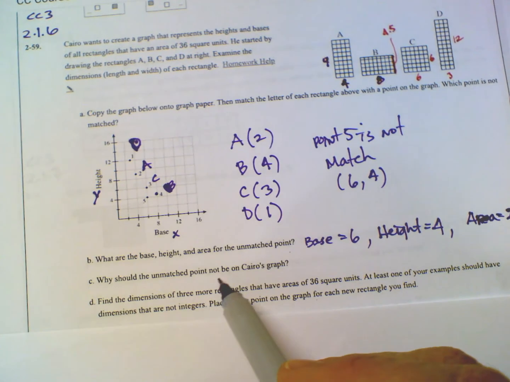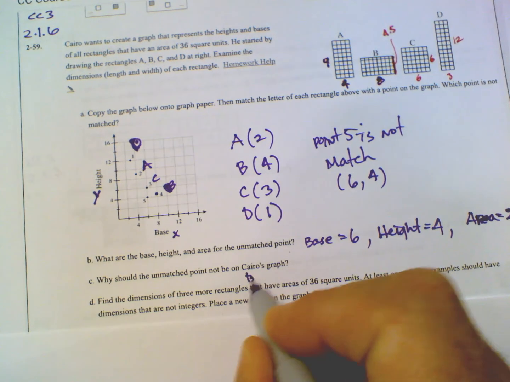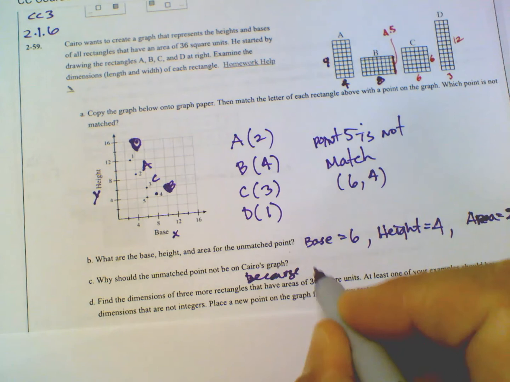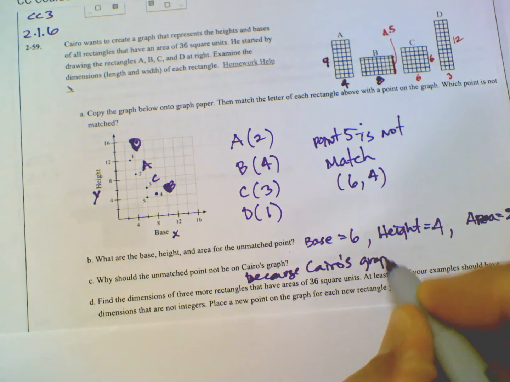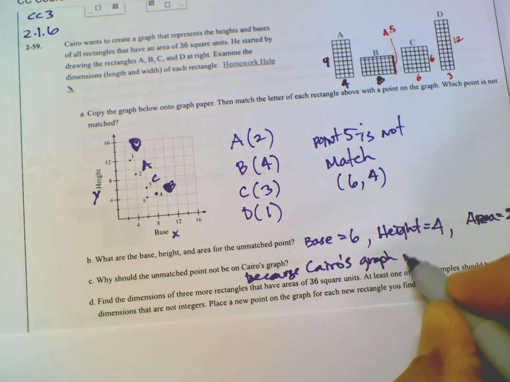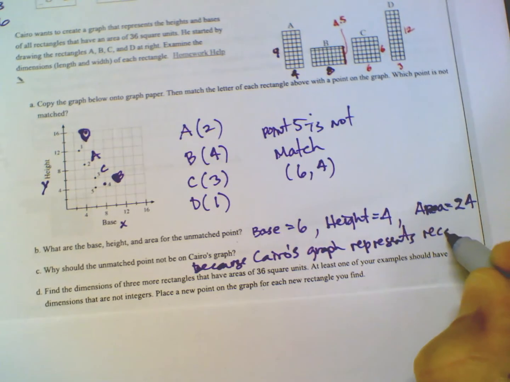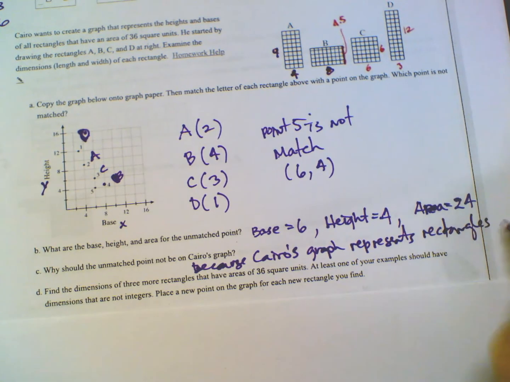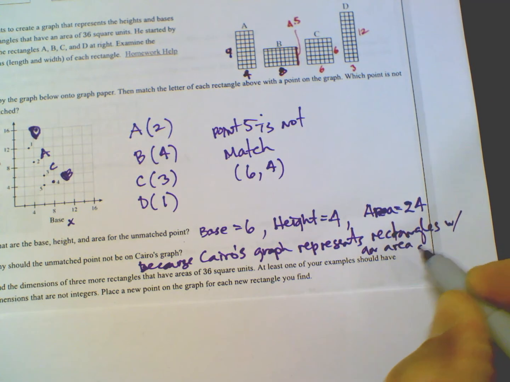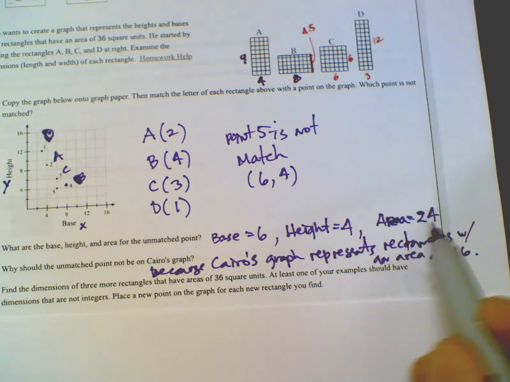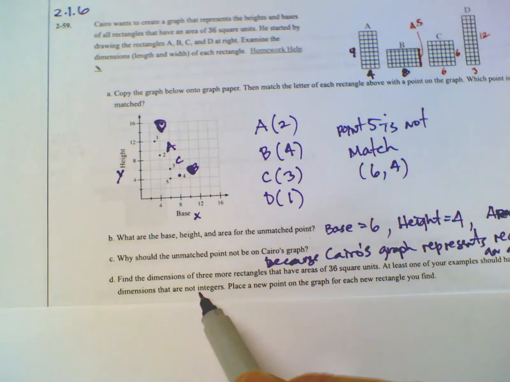So why should the unmatched point not be on Cairo's graph? Well, because Cairo's graph represents rectangles with an area of 36, and that has an area of 24, right? So that's why. So it's not got the right area.